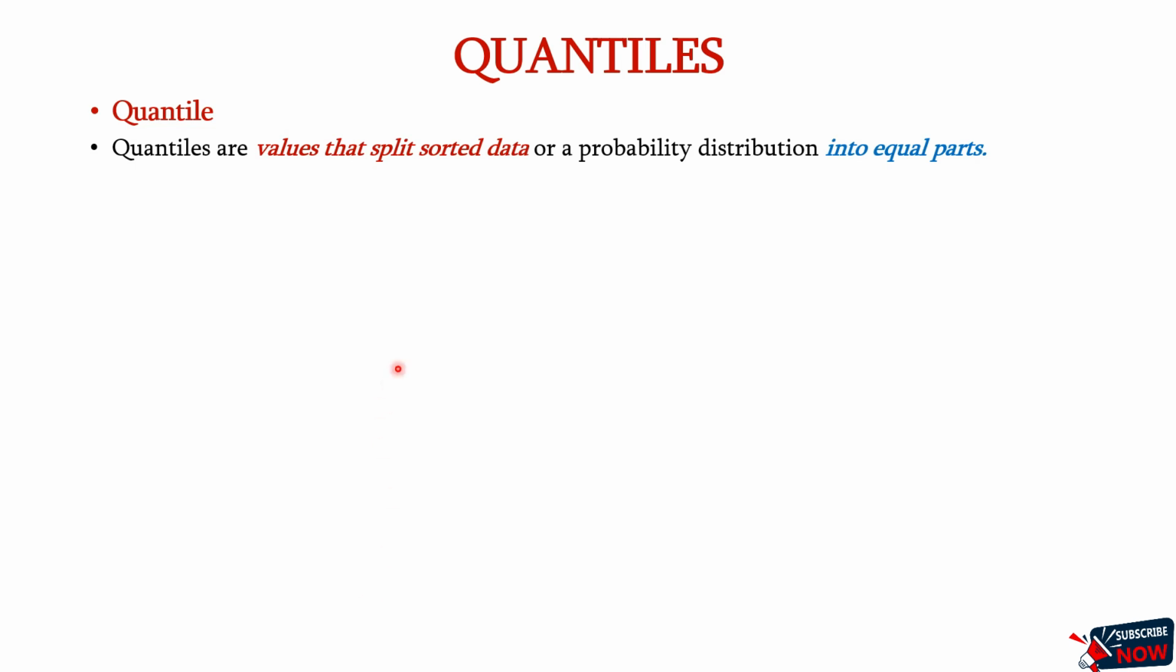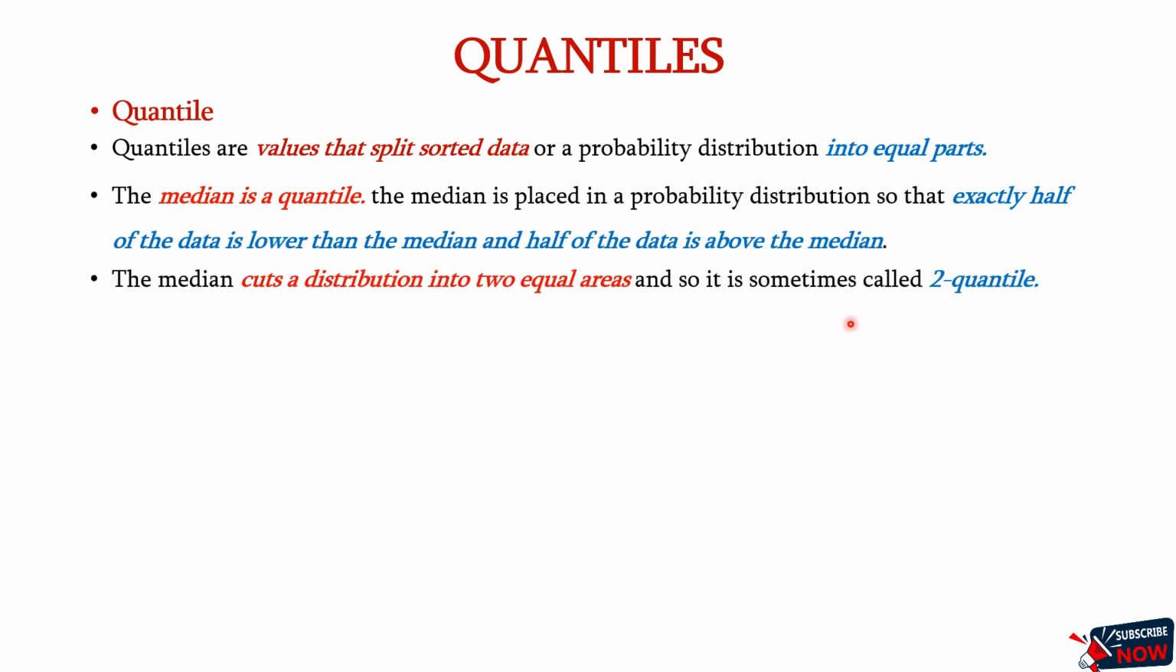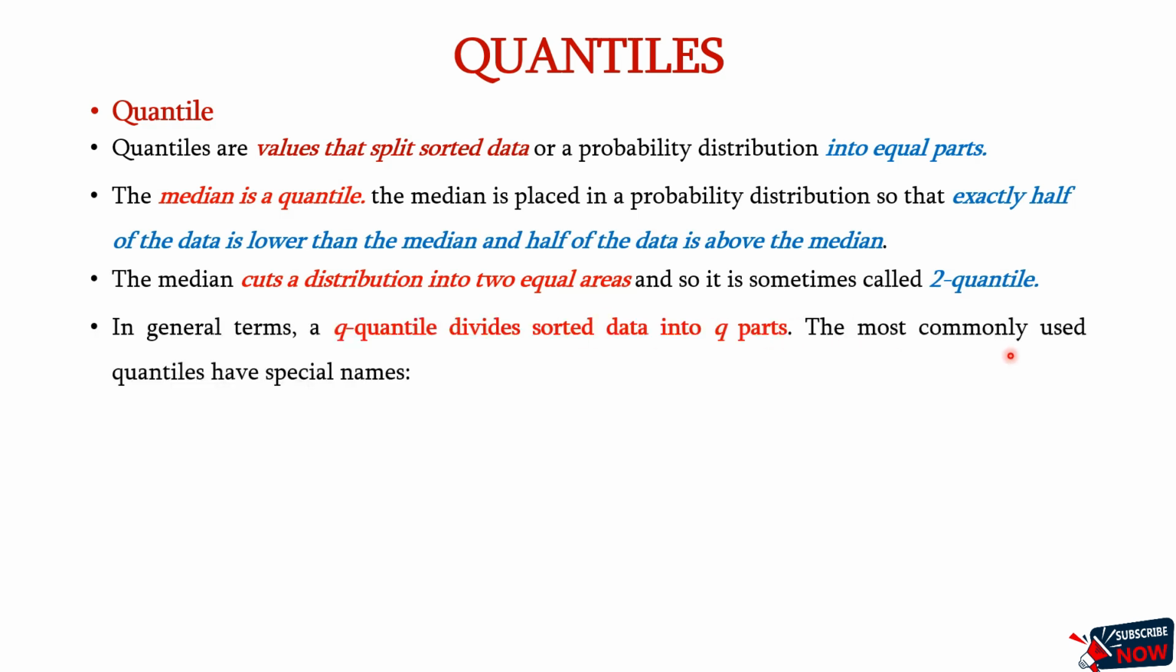Finally, let us see about quantiles. Quantiles are values that split sorted data or the probability distribution into equal parts. The median is a quantile. The median is placed in a probability distribution so that exactly half of the data is lower than the median and half of the data is above the median. The median cuts a distribution into two equal areas, and so it is sometimes called a two quantile.